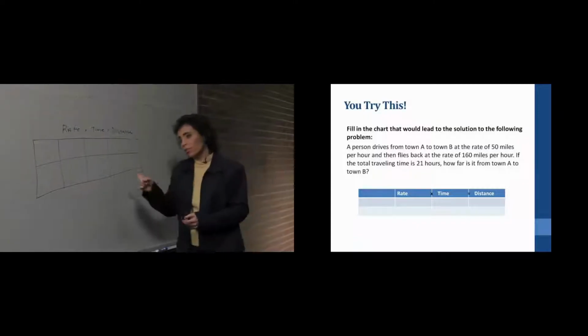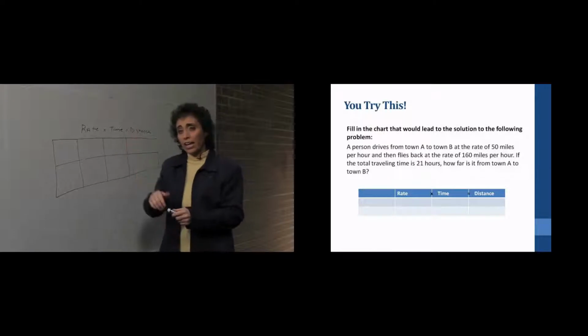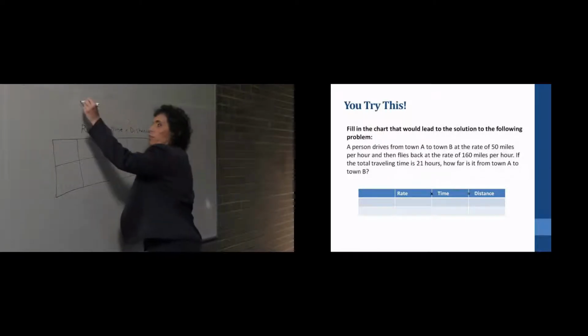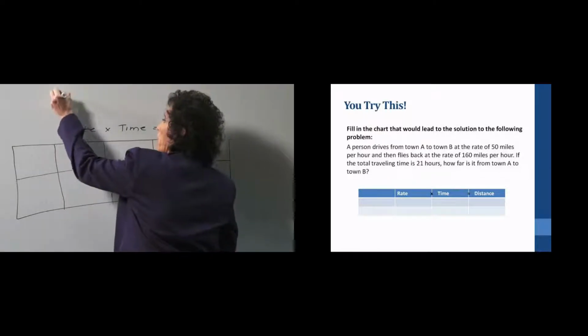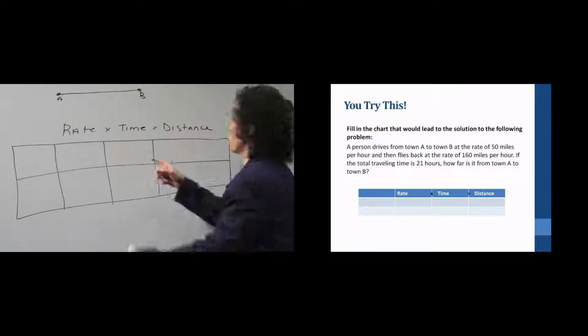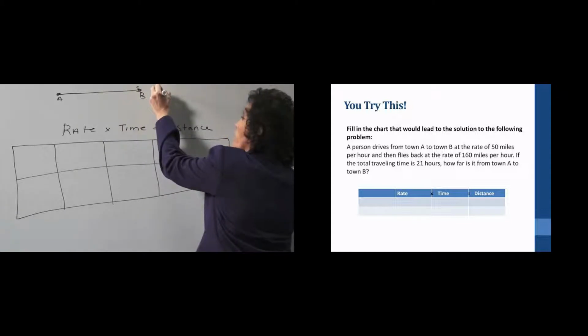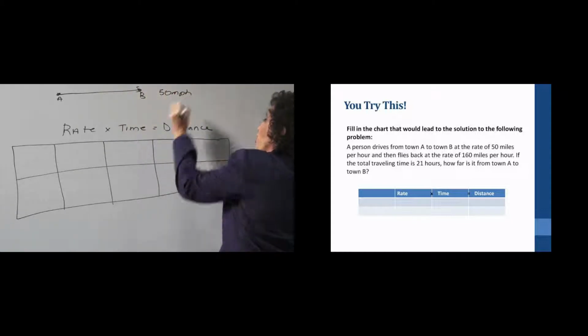All right, you're almost on your own here. I'm just going to help you for a second. A person drives from town A to town B. I'm going to draw this one. We're going from town A to town B. You're driving from town A to town B at 65 miles an hour. 50 miles per hour, sorry. I guess I didn't want to drive that slow.